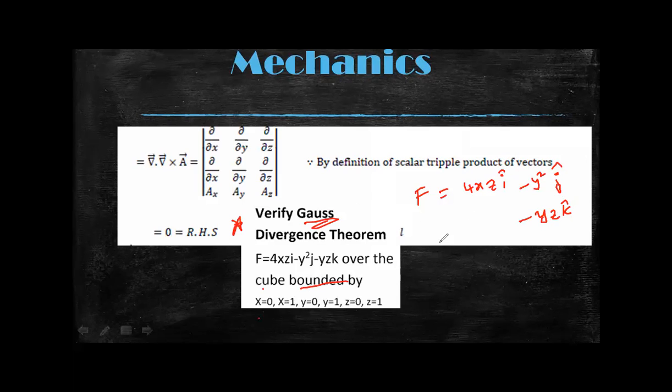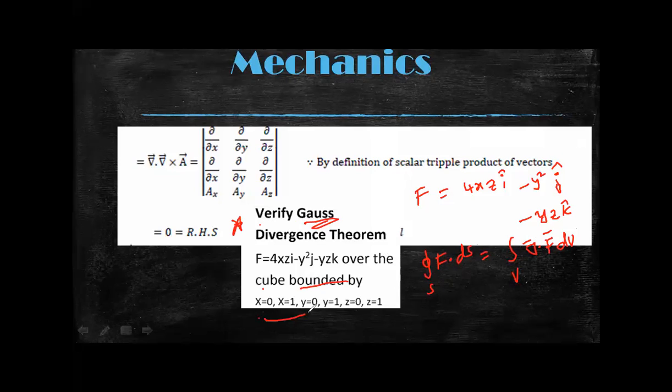How do you do the Gauss law? Can anyone suggest what to do now? Just briefly, Gauss law, the divergence theorem. The integral of F dot dS, sir. This is the surface integral, right? Yes, sir. It is equal to the volume integral of divergence F dV, right? Yes. So he is asking to verify this. How do we verify it?